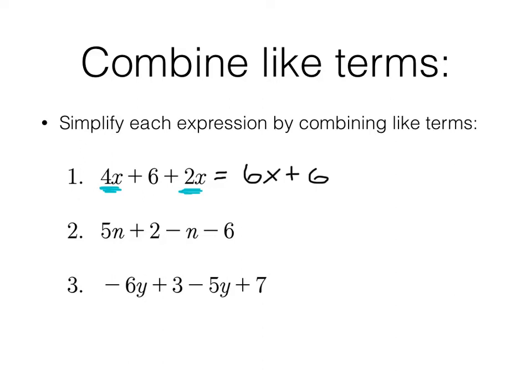Do the next one. If you think you're getting the hang of it, pause it. Try it on your own. 5n and minus n. That's 5n minus how many n? 1n. 5 minus 1 is 4. So 4n. And then my other pair of like terms here is plus 2 and minus 6. That's like positive 2 and negative 6, which equals negative 4 when you add them together. I want you to work on seeing that minus 6 as a negative 6. Minus 6, negative 6, same idea.